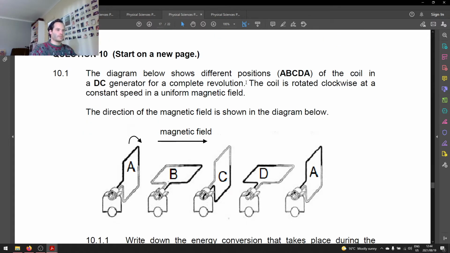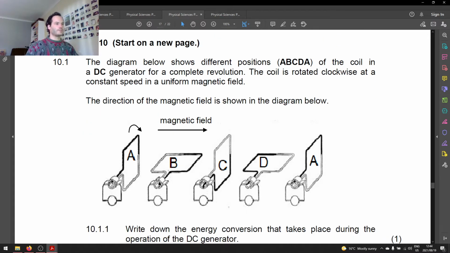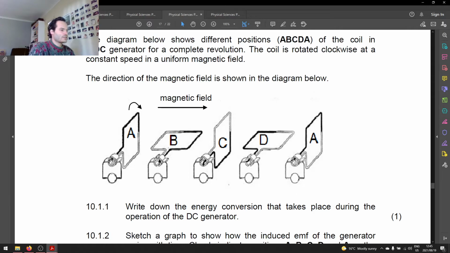All right, so here they say the diagram below shows different positions A, B, C, D, and A of the coil in a DC generator for a complete revolution. The coil is rotated clockwise at a constant speed in a uniform magnetic field. The direction of the magnetic field is shown in the diagrams below. Write down the energy conversion that takes place during the operation of the DC generator.